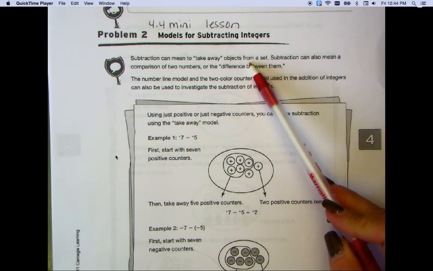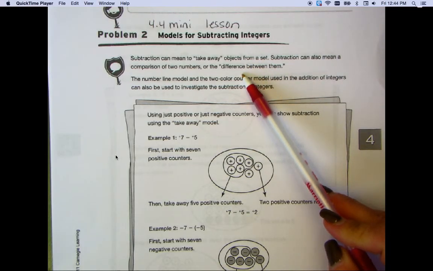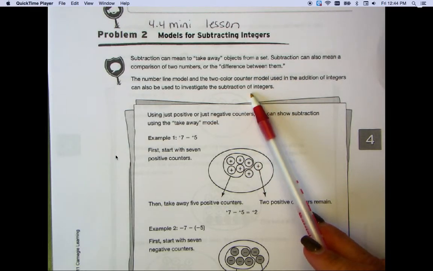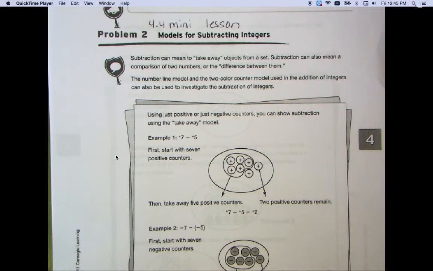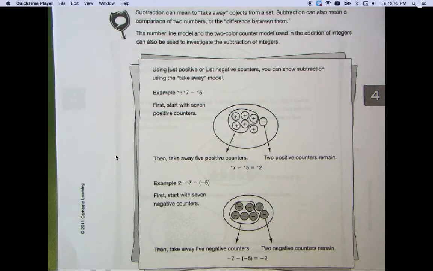Subtraction can mean to take away objects from a set. Subtraction can also mean a comparison of two numbers, or the difference between them. The number line model and two-color counter model used in the addition of integers can also be used for subtraction. Using just positive or just negative counters, we can show subtraction using the takeaway model.